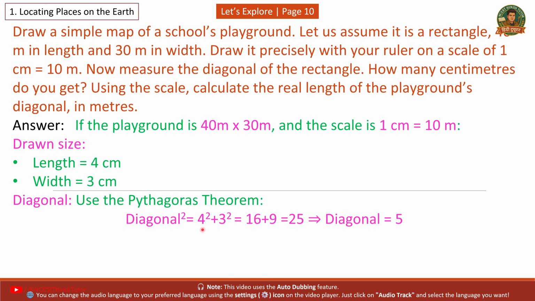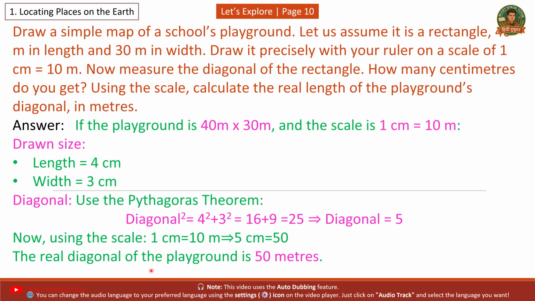So we know length is 4 centimeter and width is 3 centimeter. So when we square them, 4 square is equal to 16 and 3 square is equal to 9. So adding 16 plus 9 is equal to 25. Square rooting 25 we get 5 because 5 square is equal to 25. Now using the scale 1 centimeter is equal to 10 meter, 5 centimeters is equal to 50 meters. The real diagonal of the playground is 50 meters.